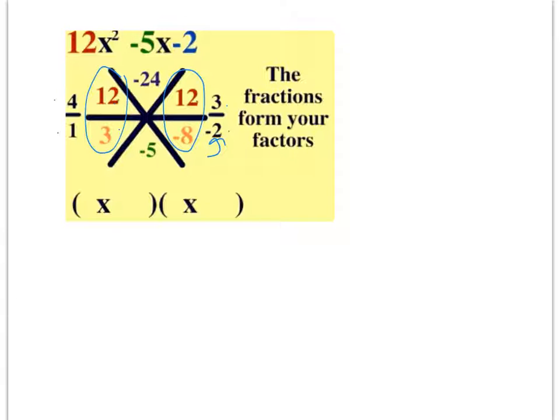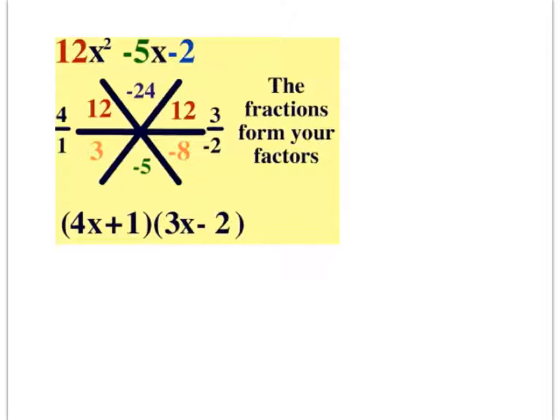That's what we put into our factored form. I will write into my factors 4x plus 1. That fraction will just go right down here. And then this fraction, my 3x minus 2, goes right down below. So I just use exactly what I have for my fractions to form my factors.